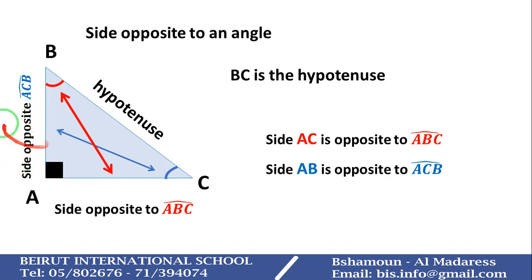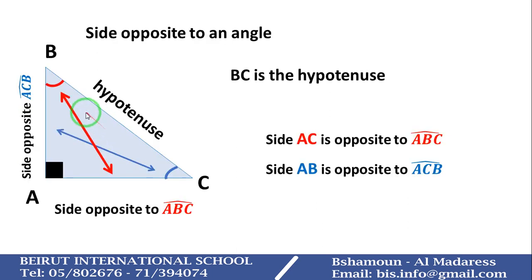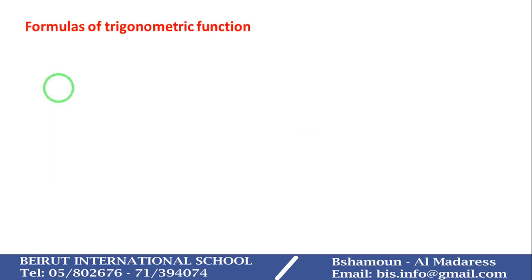So, side AB is the side facing angle ACB, and side AC is facing the angle ABC. Now you all know what we mean by side adjacent and side opposite to an angle. Let us see the formulas of the three trigonometric functions.